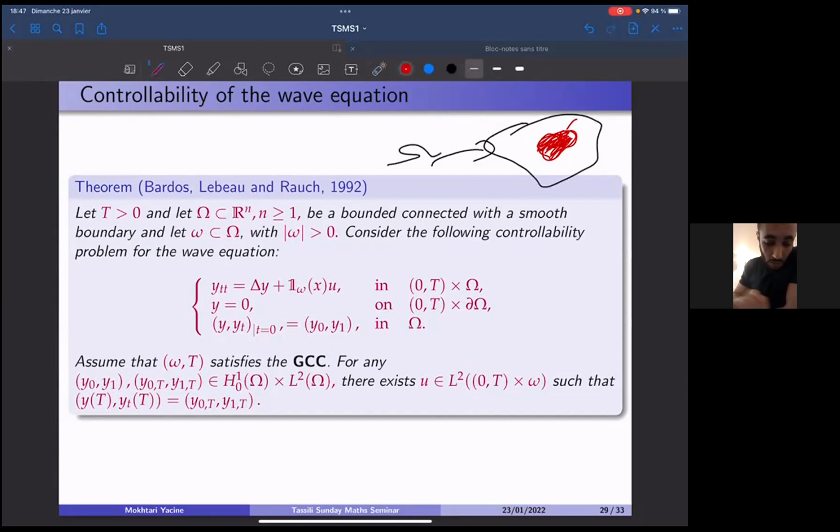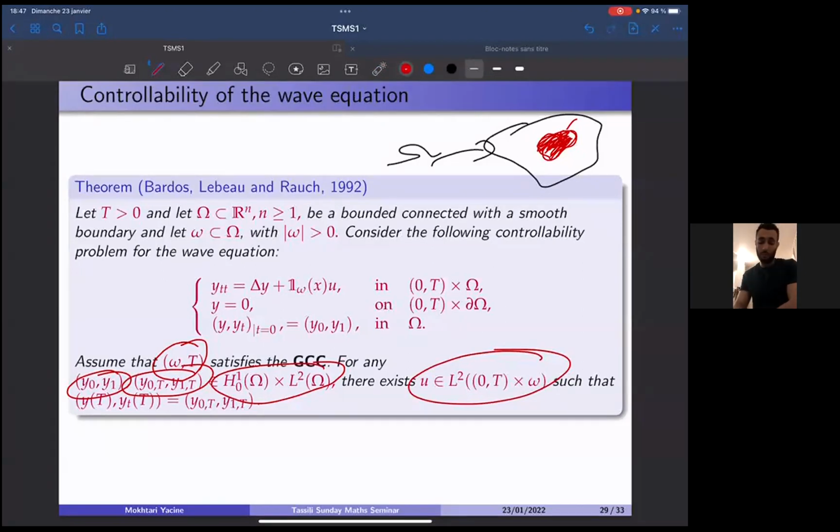If we assume that the couple (small omega, T) satisfies the geometric control condition, which I'll explain later, then for any initial states y0, y1, and for any target states y0T, y1T in this energy space, where we study the equation in general, I can find a control U in this space such that my solution is exactly the target one.